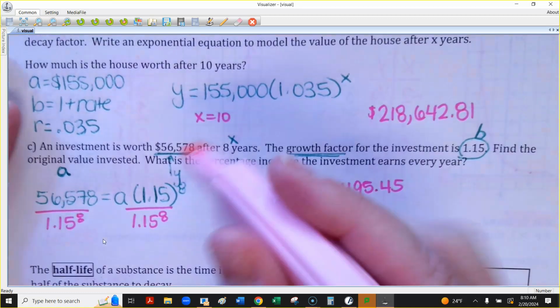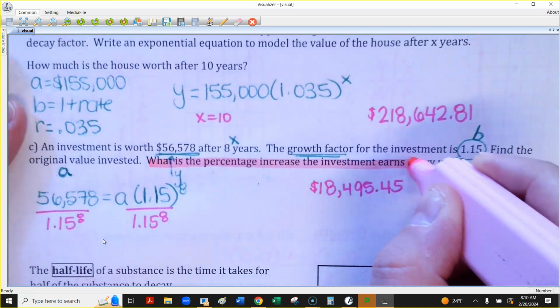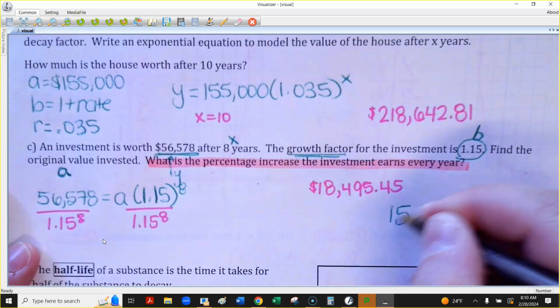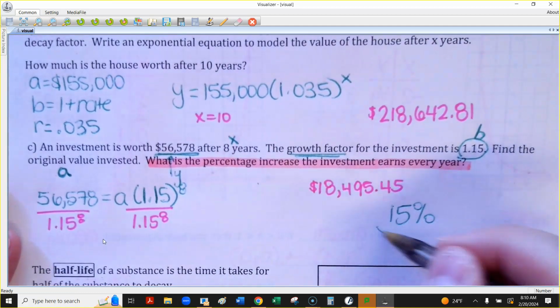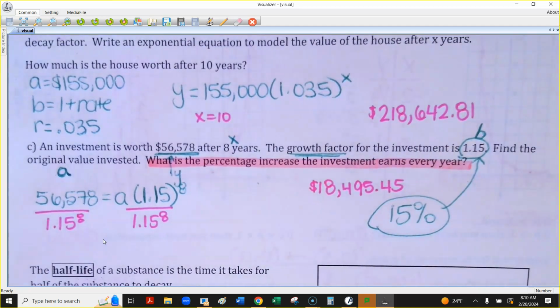Now this says, just kind of a secondary question, what's the percentage increase the investment earns every year? So I know I put in this $18,495. How much interest does that earn every year? Can you guys tell? How'd you get that? Okay, there's your B value. So whatever it is over 1.15, just take that, multiply it by 100, and that'll give you the percentage. So it's earning 15%. That's pretty darn good.